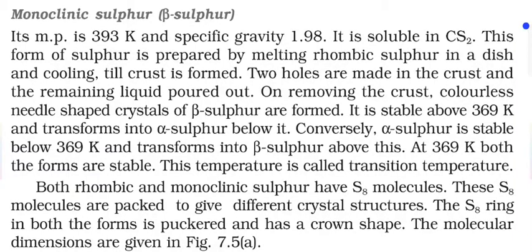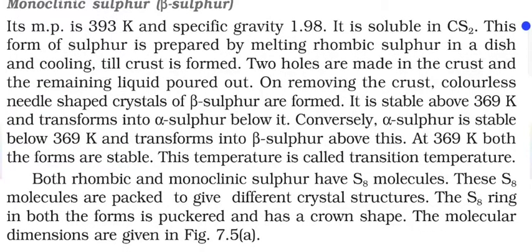Both rhombic and monoclinic sulfur have S8 molecules. These S8 molecules are packed to give different crystal structures. The S8 ring in both the forms is puckered and crown shaped. The molecule dimensions are given in figure 7.5a. Now puckered means they are closely packed together.